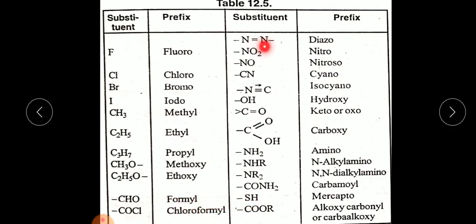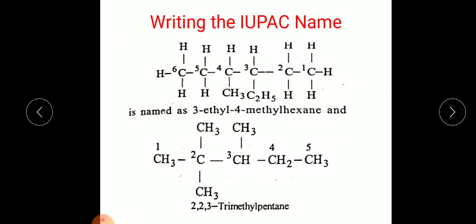Say for example, NO2 nitro, NO nitroso, CN cyano, isocyano, OH hydroxy. This is written in the substituent form: ketone, keto or oxo, carboxy, NH2 amino, NHR N-alkyl amino, like that, CONH2 carbamoyl. Okay, so all these are the substituents, and this is how we can write them in the prefix if you have these functional groups. Now today we'll see how we can write down the IUPAC name of any compound.